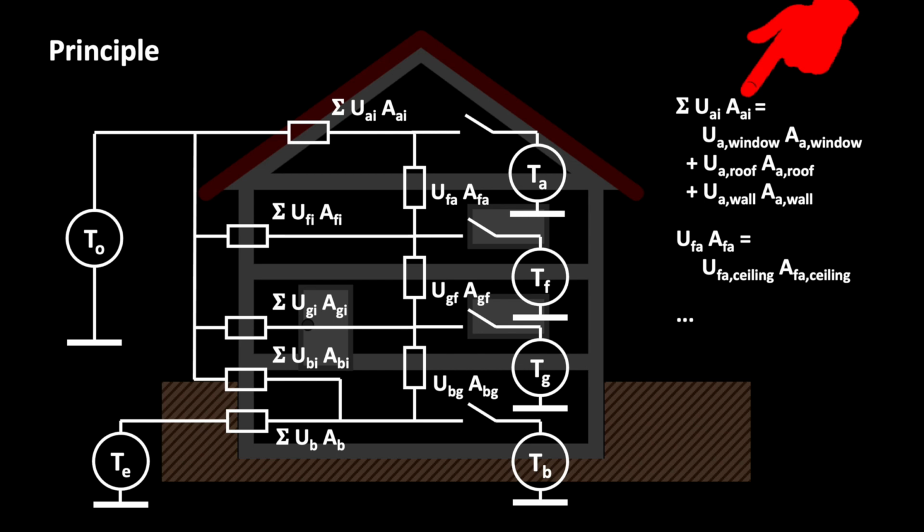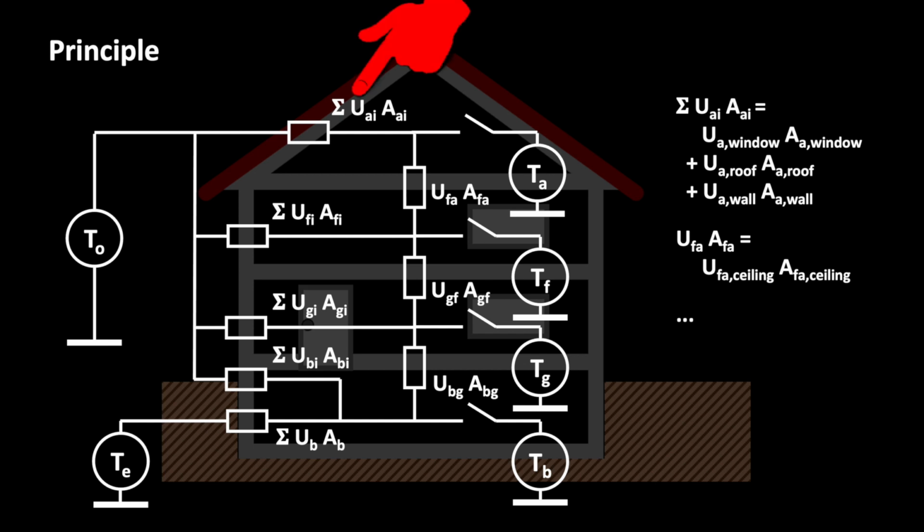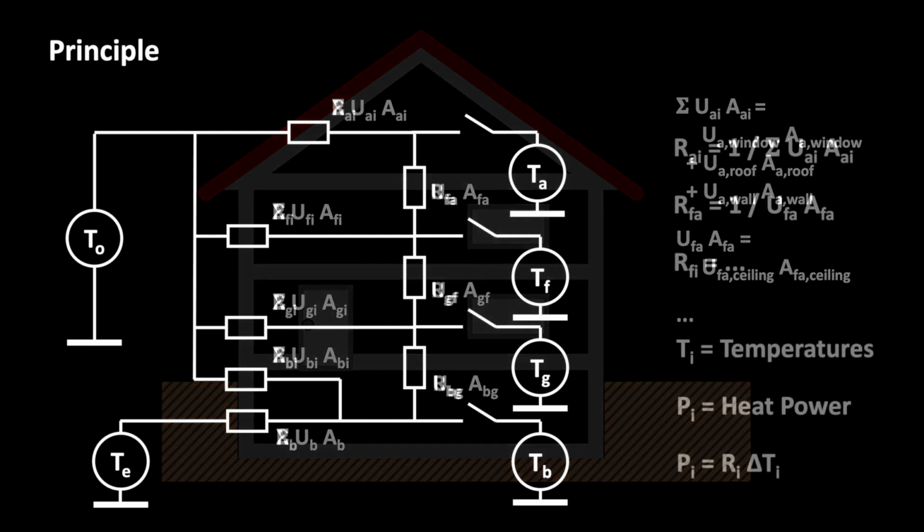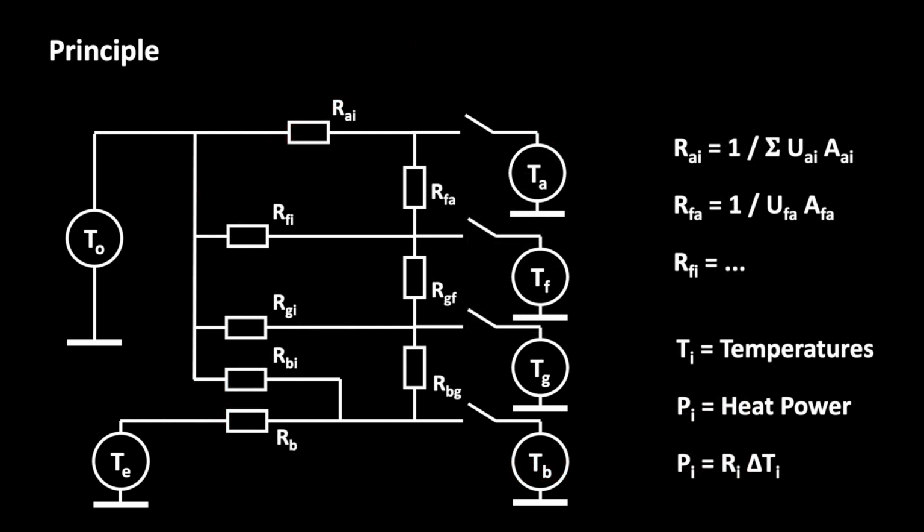The values Uij describe the thermal coupling of the individual rooms we are talking about. For our calculation method, however, we need the thermal resistances instead of the thermal conductivity values. Therefore, we take the reciprocal values to get the thermal resistances RAI, RFA, etc. With the switches in the equivalent circuit diagram, we can turn the heaters on or off on the different floors.